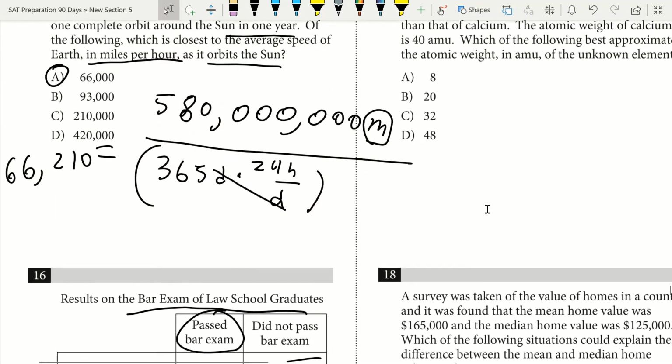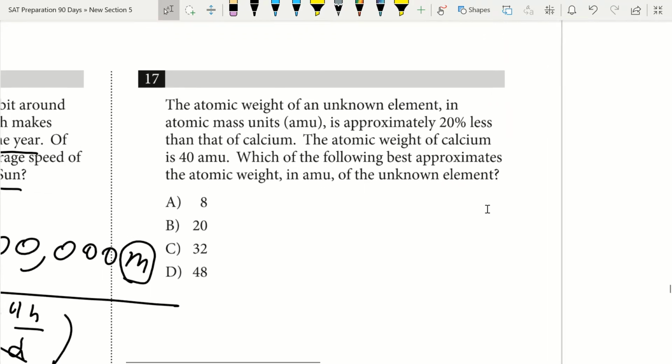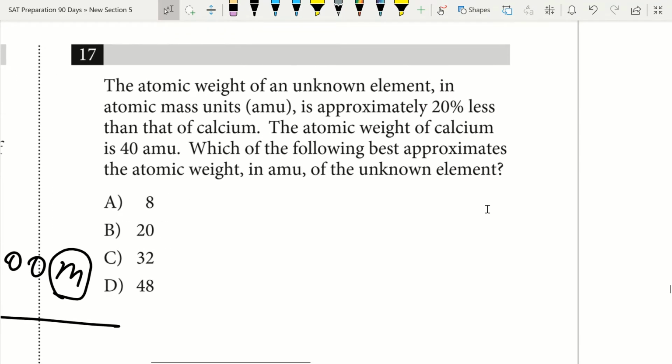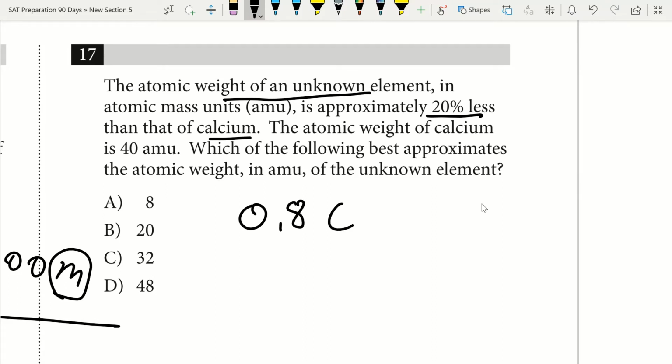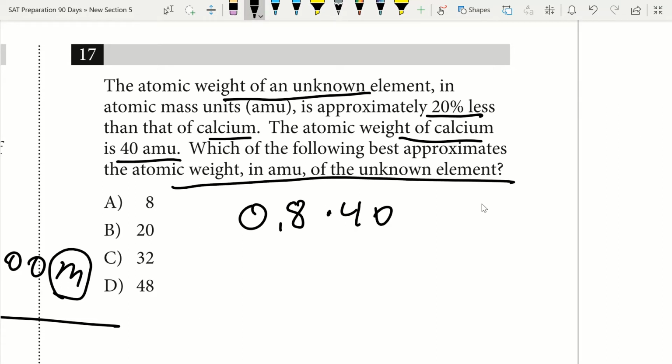All right, question 17. So we've got the atomic weight of an unknown element in atomic mass units is approximately 20% less than that of calcium. Okay, so this new element weighs 20% less than calcium, so it's going to be 0.8 times whatever calcium weighs. We're told the atomic weight of calcium is 40 amu, so we're going to have 0.8 times 40, and that's going to give us the atomic weight of that unknown element. So we plug that in our calculator, or you can do it in your head, and you see that that's going to give you 32. So C is going to be our correct answer for 17.